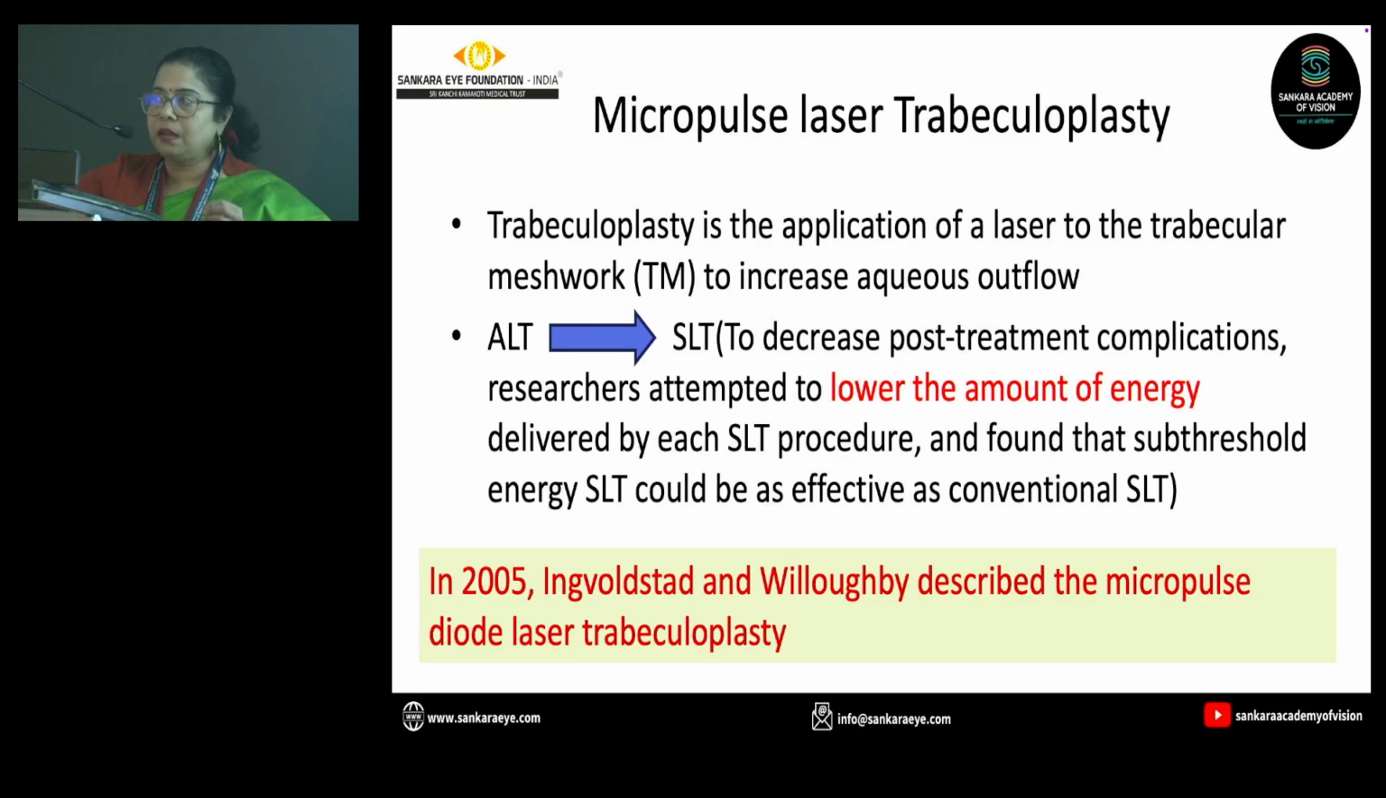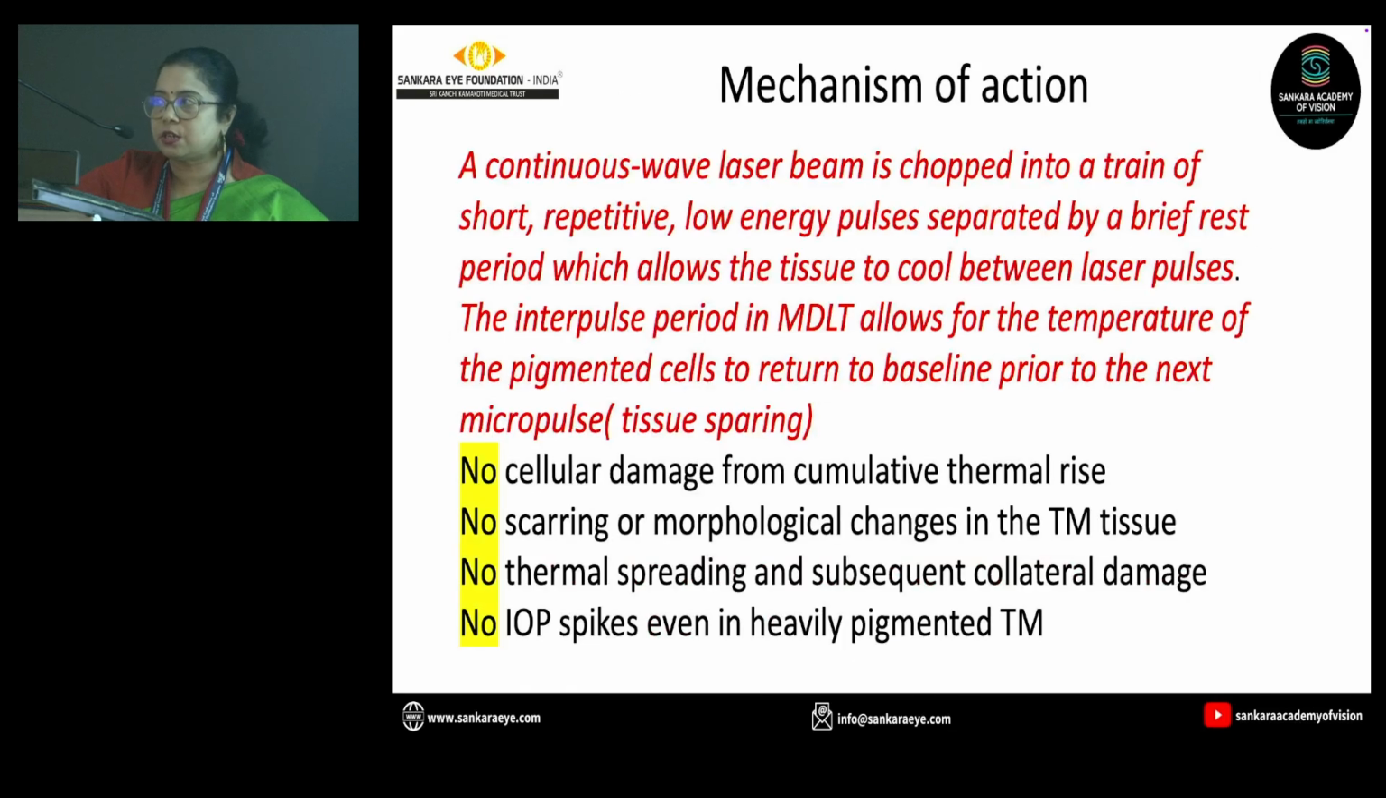So it's the same thing, it's a trabeculoplasty. Initially it started with argon laser, then went on to selective laser. There have been a lot of post-treatment complications with these two lasers. So the researchers attempted to reduce the amount of energy delivered by each SLT procedure. And they found that a subthreshold energy SLT could be as effective as a conventional SLT. So in 2005, these two scientists described the micropulse diode laser trabeculoplasty.